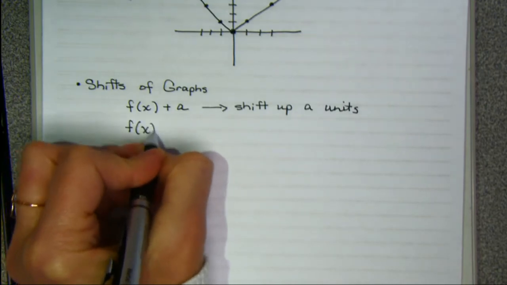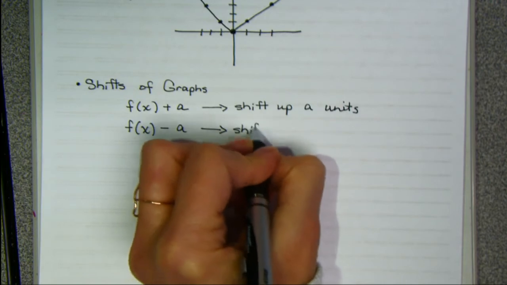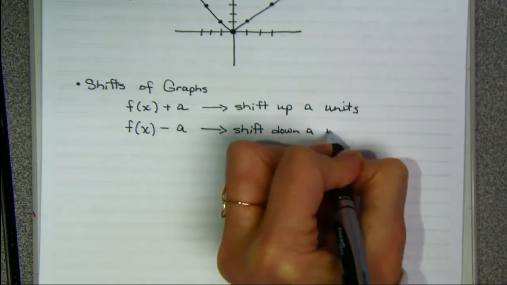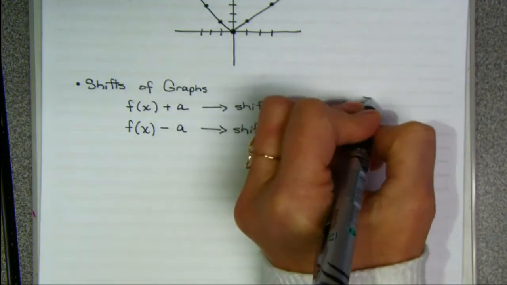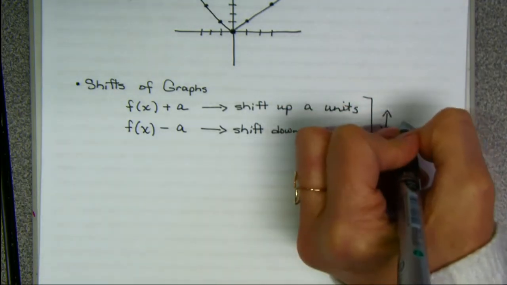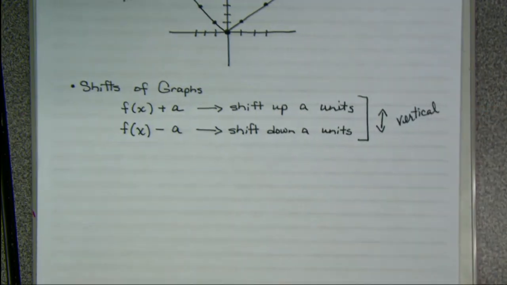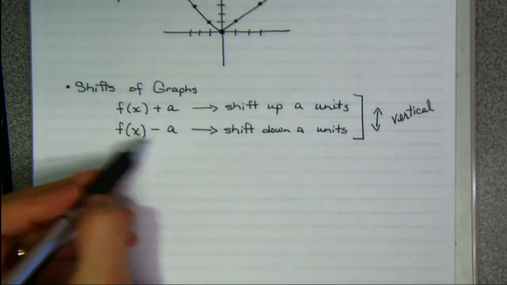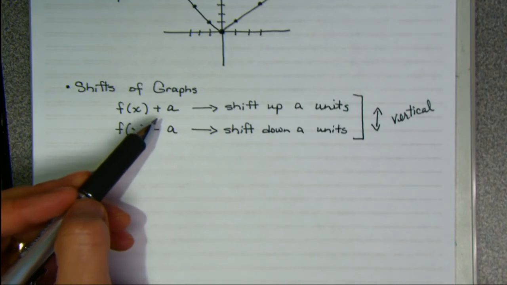You could have the function minus a. What do you think the shift's going to do there? We're going to shift down a units. Now, this is a shift up or down, which means we have a vertical shift. It's going to go up or down. Typically, students do okay with this one, because it makes sense. Plus is up, negative is down.